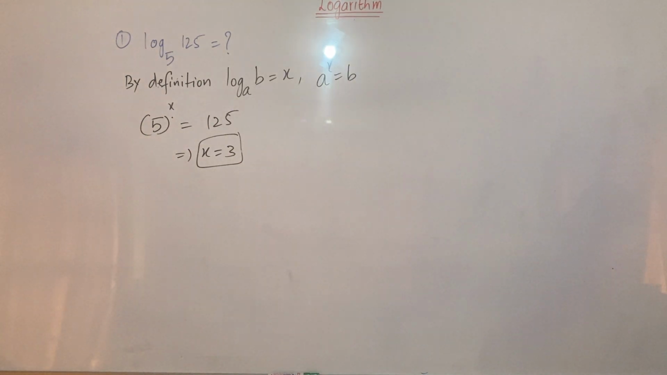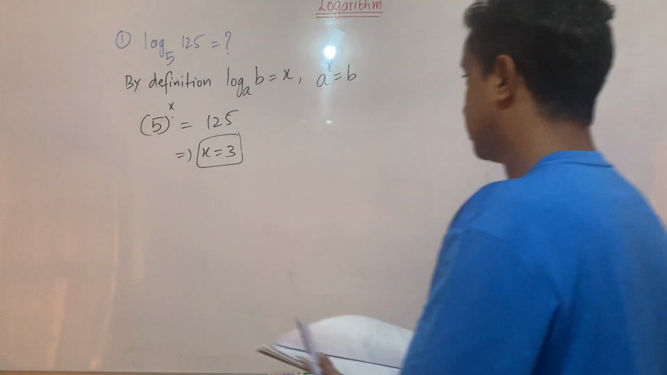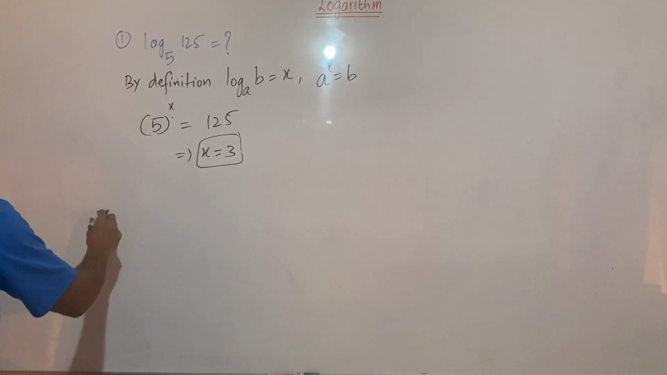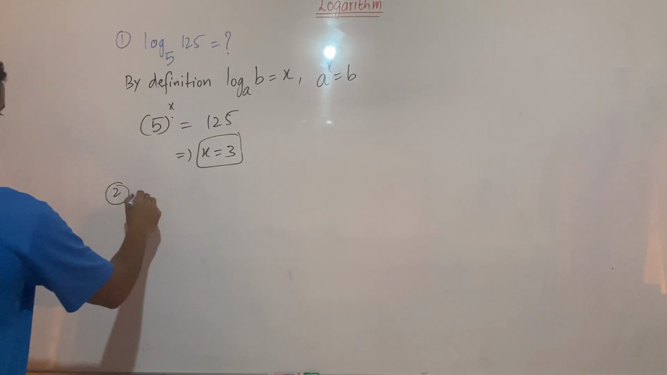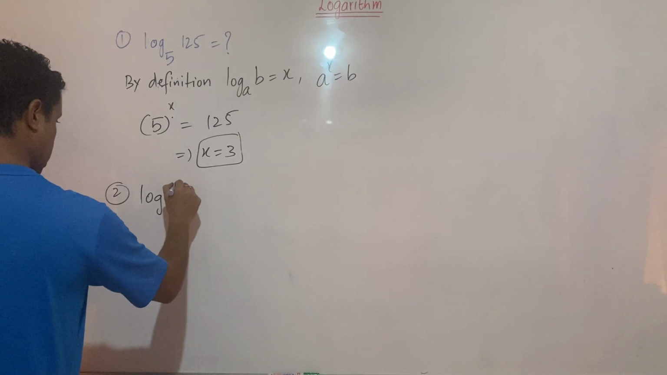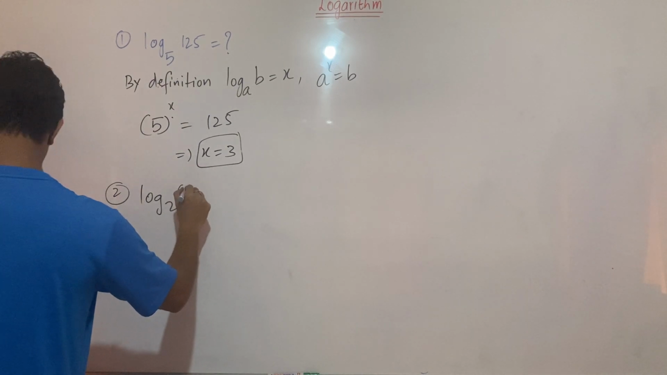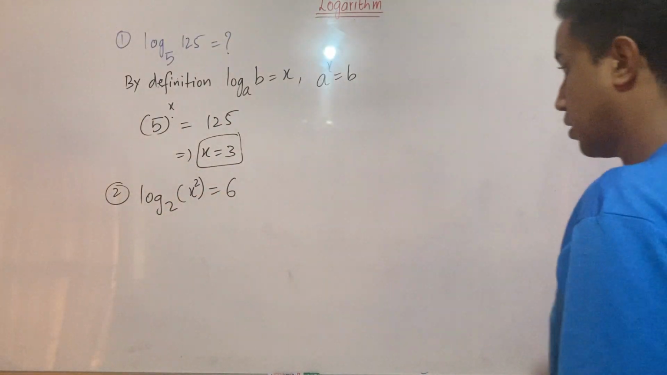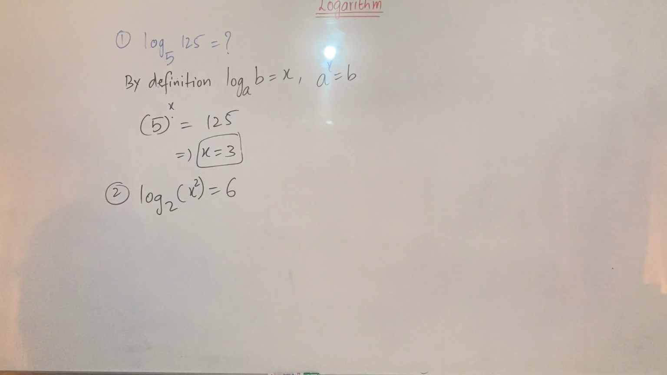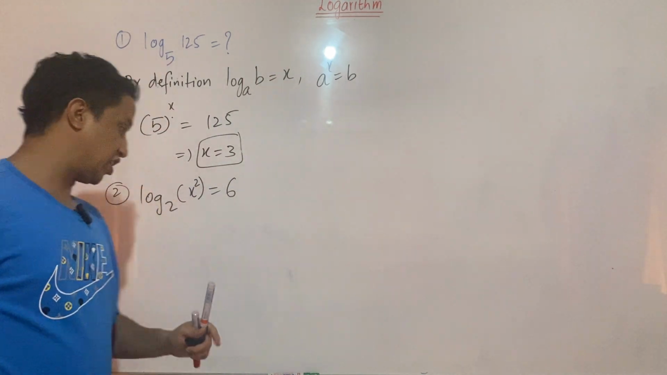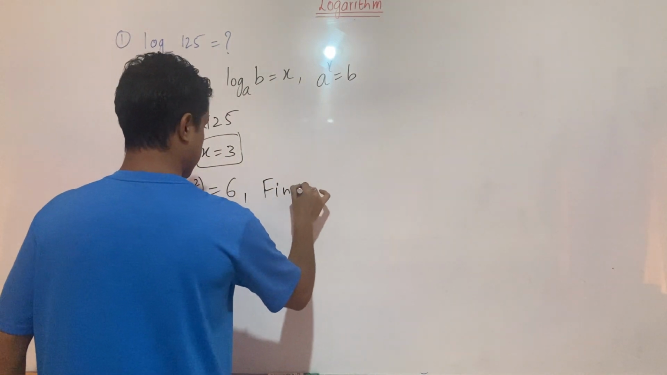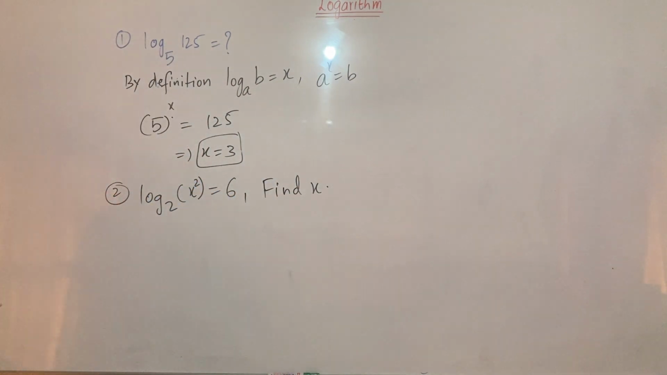Now let's go to the next one. Log base 2 of x squared equals 6. This is the given question. It says that log of x squared to the base 2 is 6, and you have to find x.